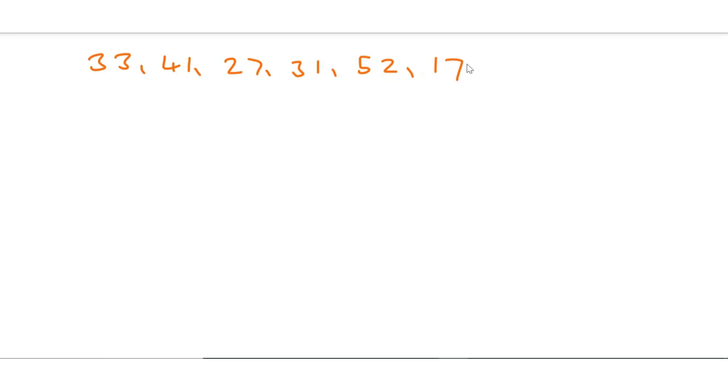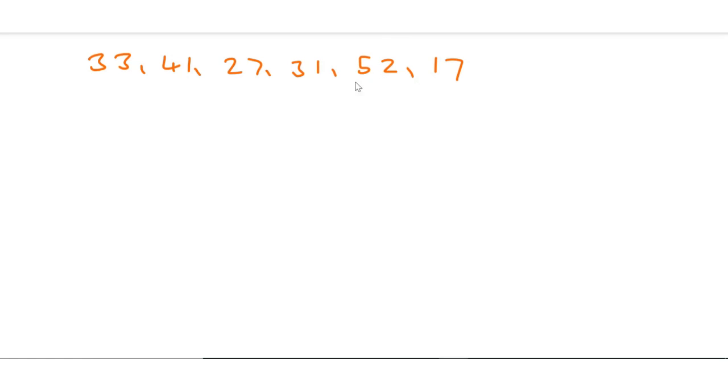Now, the second number in each number is the units column, so that's worth less than the tens column, which is the first number in these numbers. Okay, so the numbers we've got are 33, 41, 27, 31, 52, and 17.